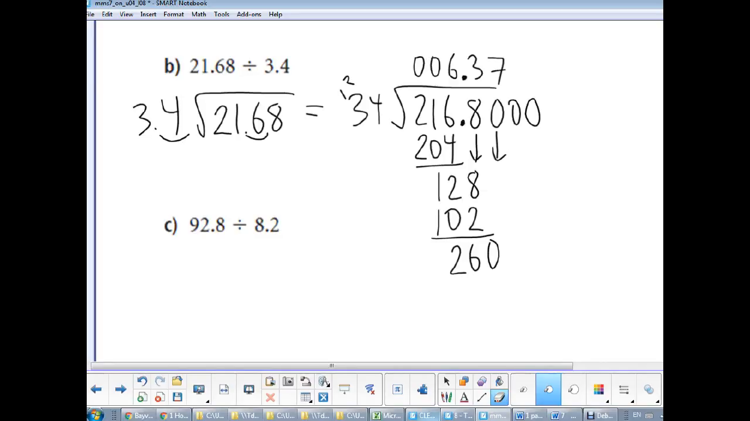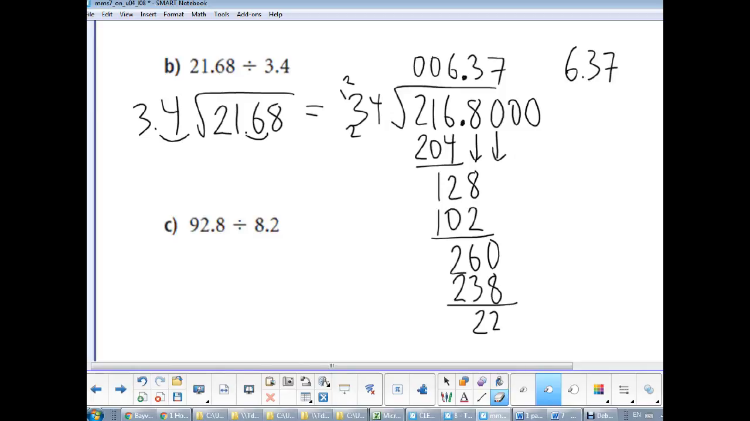And we don't even need to figure it out as long as that's correct. But we can figure it out. 7 times 4 is 28. We'll make sure we're right. 7 times 3 is 21. 22, 23. Yes, we are right because 60 minus 38 is 22. So our answer is 6.37.